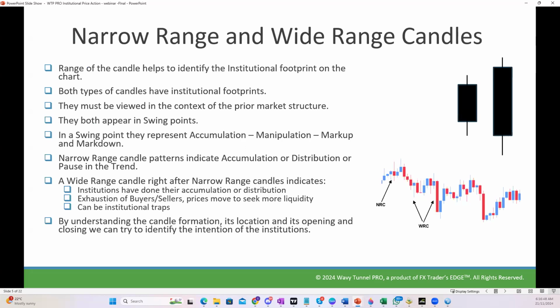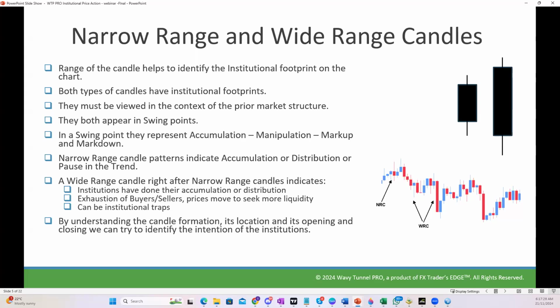Now, before I start, we need to understand the formation of the candle. We all know that the candle has a body, an upper shadow or upper wick, and a lower shadow or lower wick. Candles come in different formations. There are narrow range candles, and there are wide range candles. The wide range candles are the footprint of the institutions, the same as the narrow range candles. But institutions use the narrow range candle to attract or trap the retail traders.